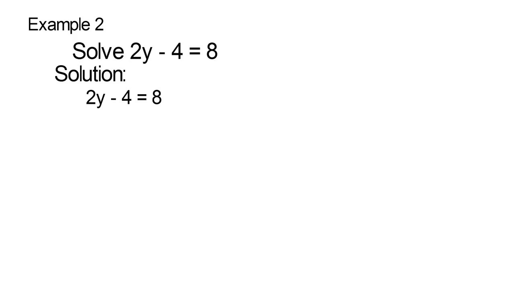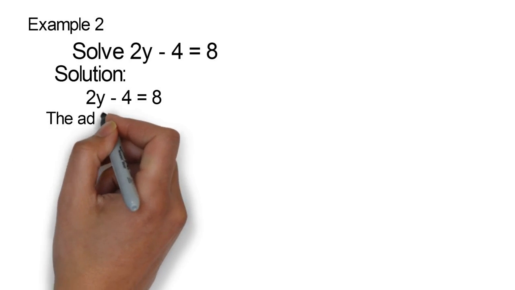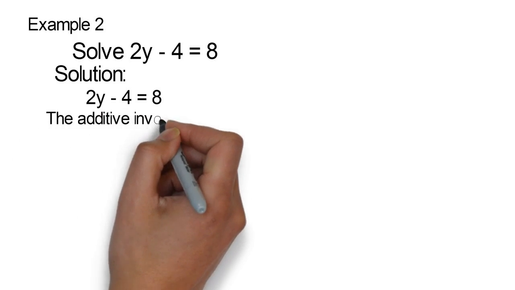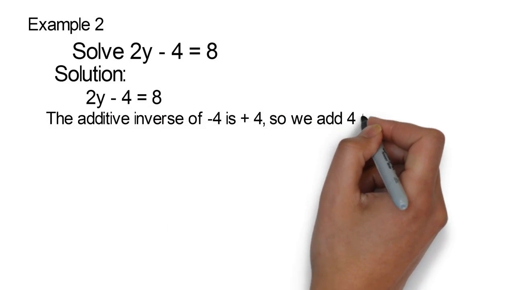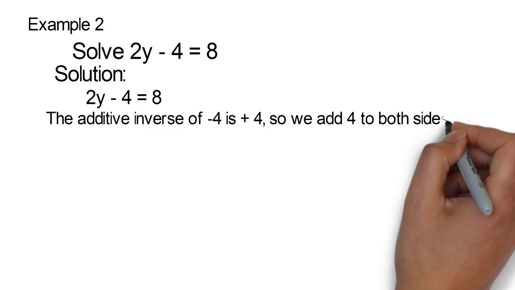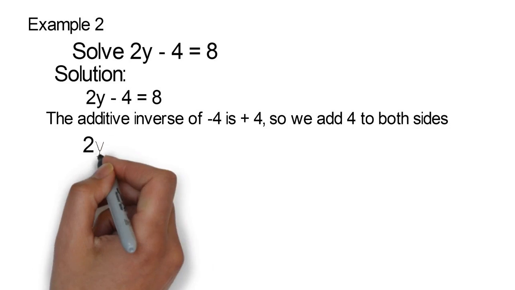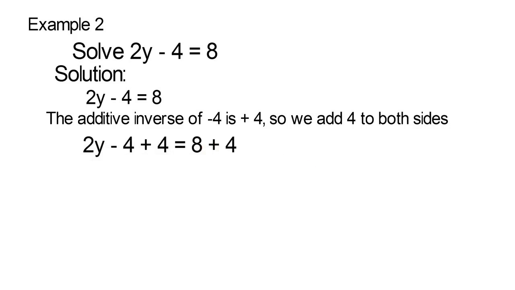So to eliminate that, we get the additive inverse of minus 4. If you remember in our previous videos on addition and additive inverse and identity, I taught you how to find the additive inverse of a number. So the additive inverse of minus 4 is what? 4. So we add 4 to both sides. So I have 2y minus 4 plus 4 equals 8 plus 4.